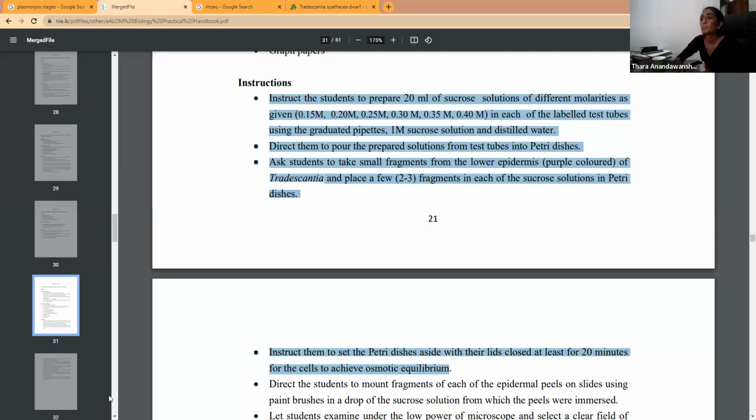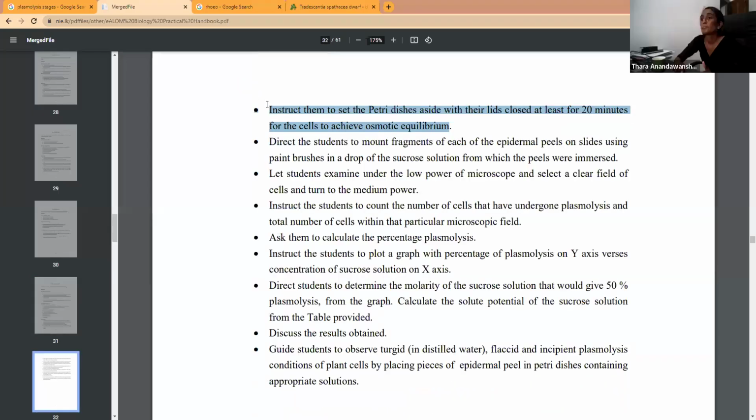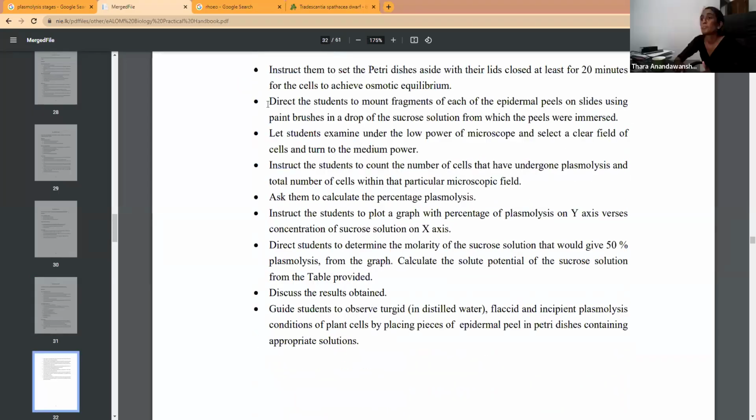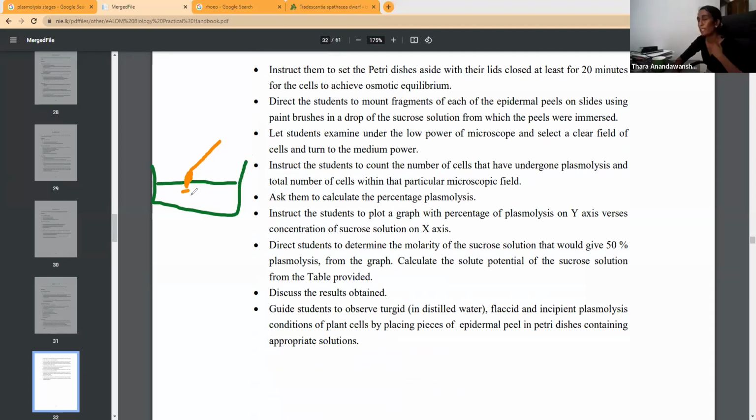I'm going to the next part. Are you done? Then what we are going to do is use a paintbrush. You know, now the Petri dish is here. Using a paintbrush, you will take a thin epidermal peel, right? So think this is the brush. You are taking a thin epidermal peel.